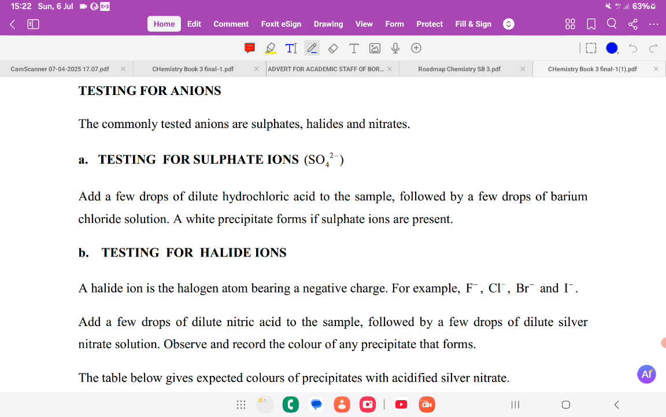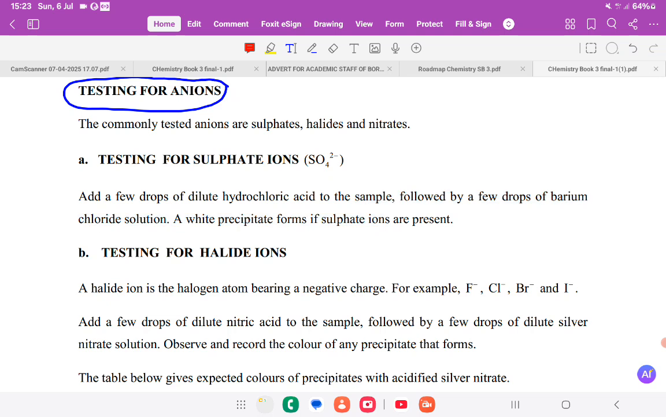So far we've looked at how you can test a solution for the presence of cations, which are the positively charged ions, using two procedures, namely aqueous sodium hydroxide and aqueous ammonia. For the two tests, the results are different or sometimes similar. So you need to know exactly what each test produces, and you look out for the formation of precipitates, and the formation of such precipitates is accompanied by color change.